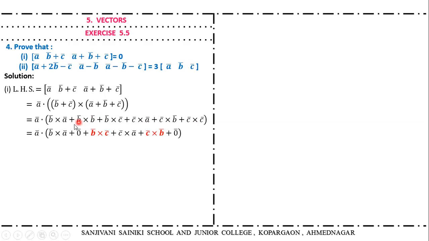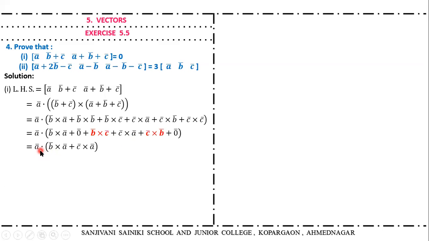Now the cross product of a vector with itself is 0. So B bar cross B bar is 0 and C bar cross C bar is 0. Then B bar cross C bar and C bar cross B bar are in opposite directions, so they will cancel each other, because B bar cross C bar is minus C bar cross B bar, and here it is plus C bar cross B bar. So they cancelled each other. What you get is B bar cross A bar plus C bar cross A bar.